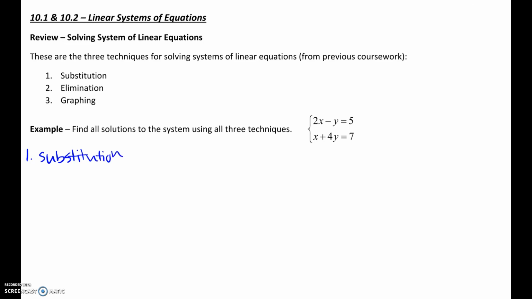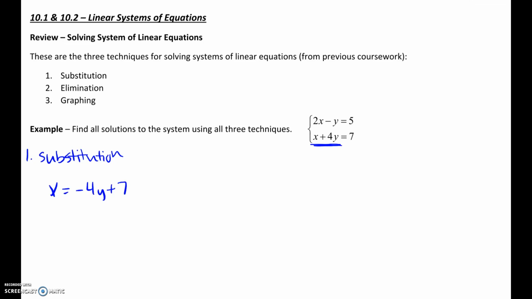To solve by substitution, you pick your two equations and you solve one of the equations for one of the variables. It doesn't matter which one you choose. I would choose the easiest one. So I'm going to look at these two equations and choose to solve the second equation for x. So I have x equals negative 4y plus 7. Again, it doesn't matter which one you choose.